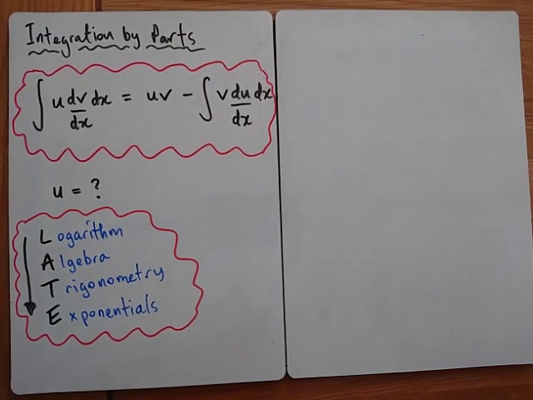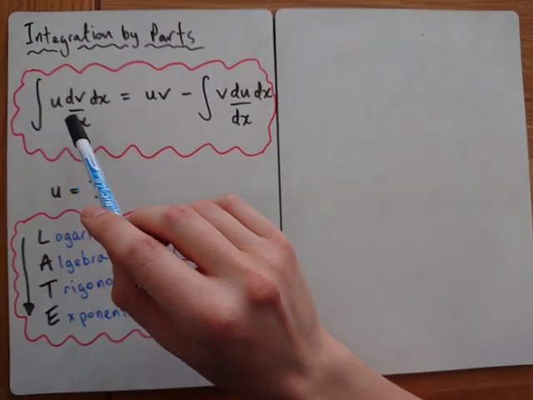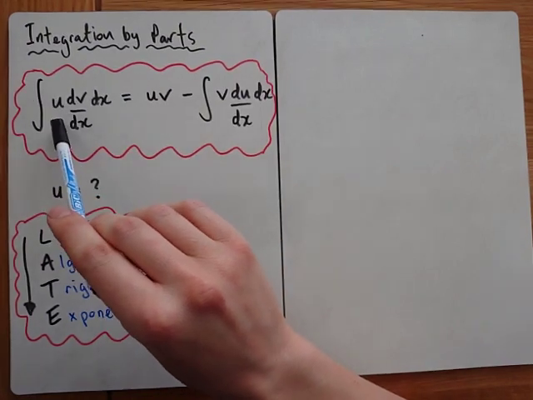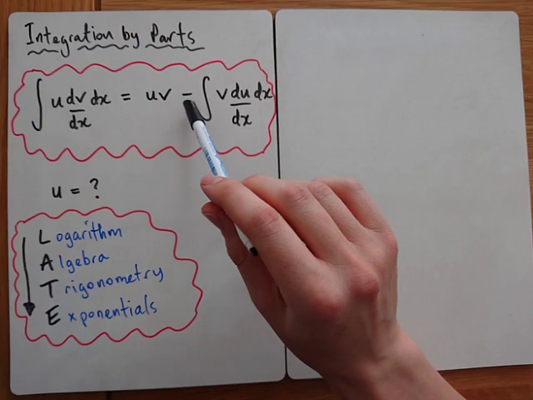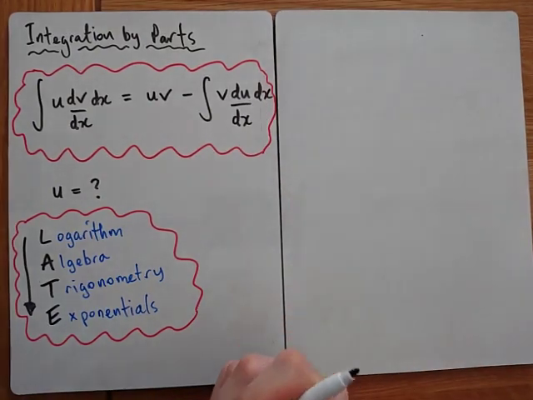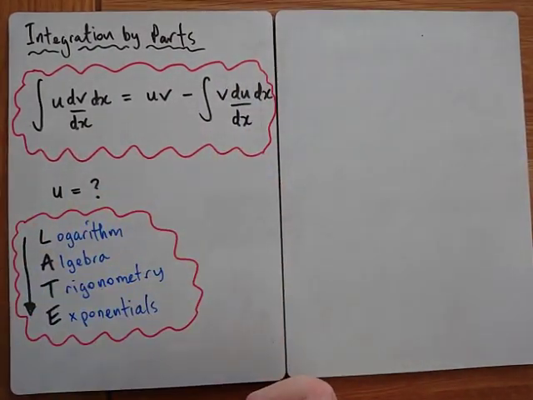Let's look at the technique called integration by parts. The formula we get in the formula booklet looks like this. It says the integral of u dv by dx with respect to x is equal to uv minus the integral of v du by dx with respect to x. The best way for us to think about this is if we just do a couple of examples.